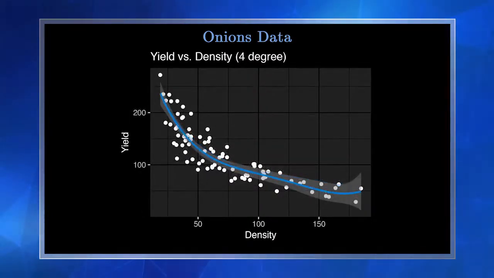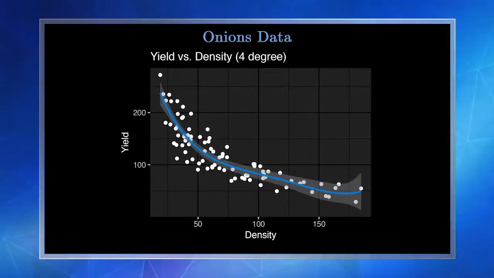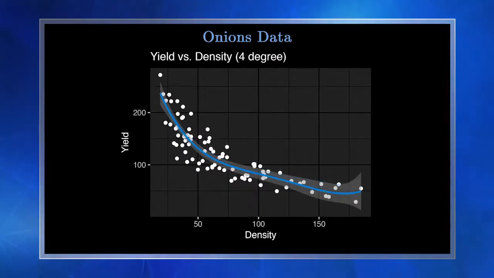Here's a fourth-degree fit, which kind of has the same problems of our second degree. Notice it starts to flatten out and even slightly curve at the tail end.